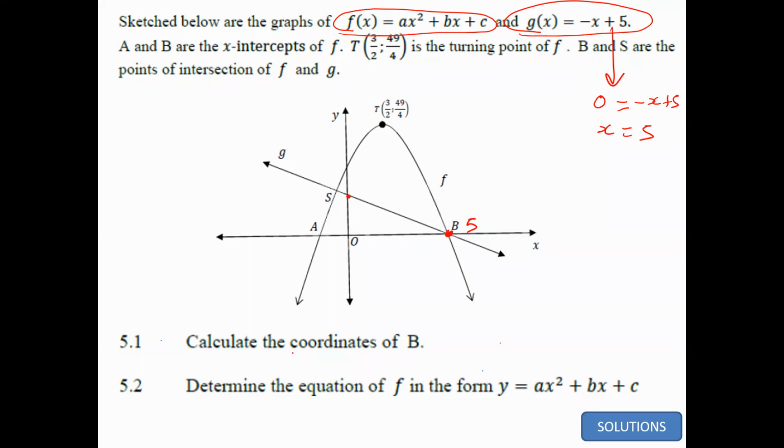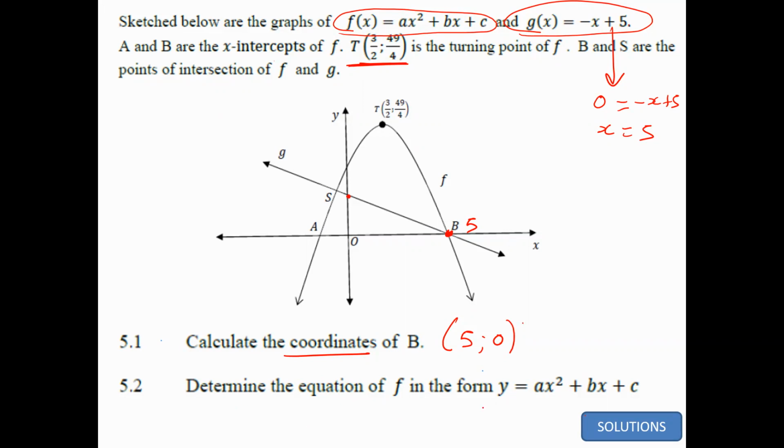But the question is, determine the coordinates of b. So for coordinate form, you'll have to write 5, 0. Okay, and then it goes on to tell us a and b, the x-intercepts, and then it gives us point t. Now t is a turning point. B and S are the points of intersection. So the first question was very straightforward. Let's go to the second question.